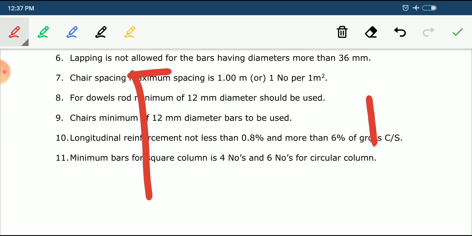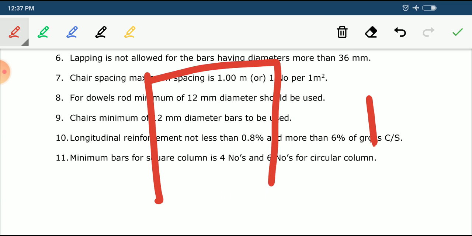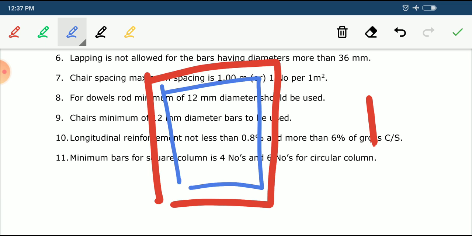So this is the column. How will the minimum number of bars be provided? If it is rectangle, minimum number of bars how much? So minimum number of bars should be 4. Minimum should be 4 in case of rectangular.